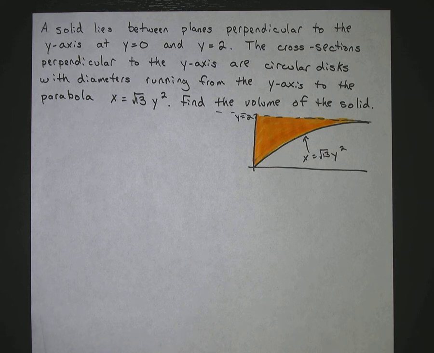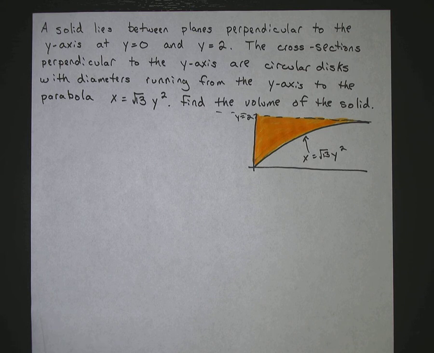Okay, on this problem, we have a solid that lies between planes perpendicular to the x-axis at y equals 0 and y equals 2. The cross sections perpendicular to the y-axis are circular disks with diameters running from the y-axis to the parabola x equals root 13 y squared. Find the volume of the solid.